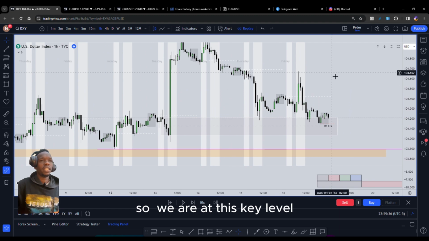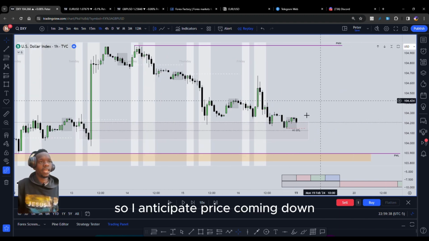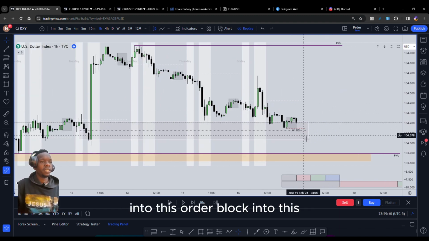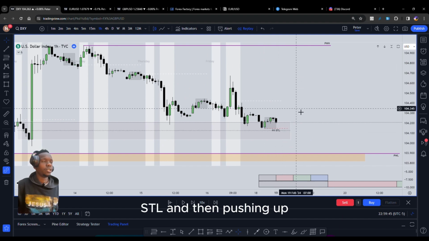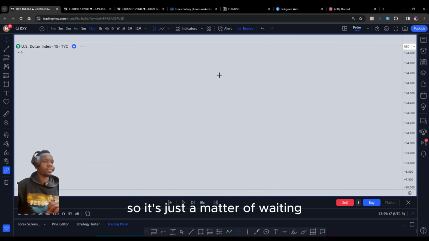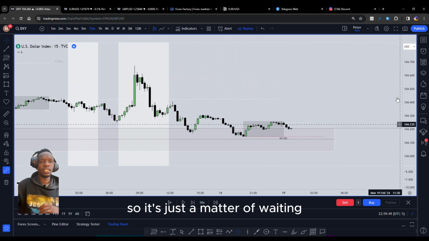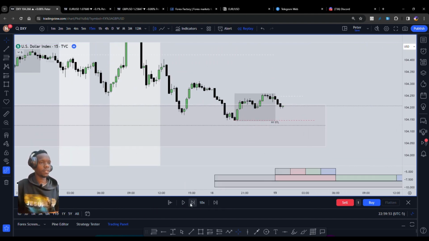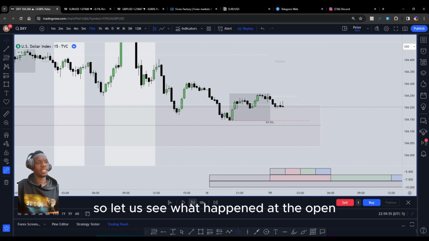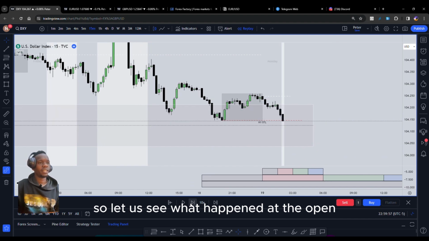So we are at this key level. I anticipate price coming down into this order block, into this short-term low, and then pushing up. So it's just a matter of waiting. We wait for the London Open. So let us see what happened at the Open.